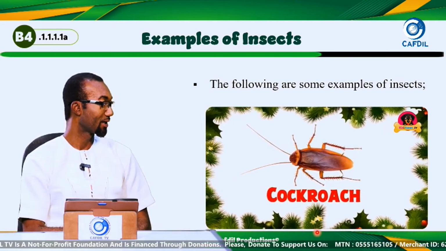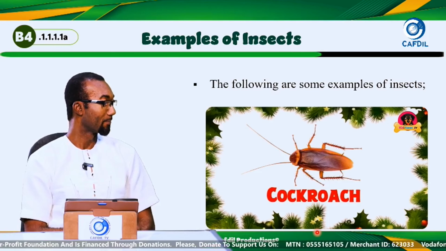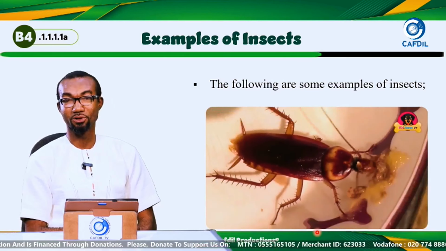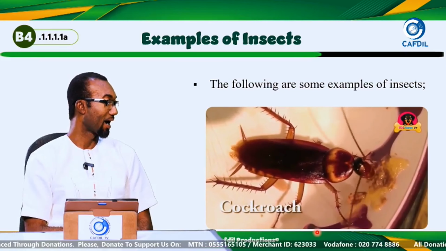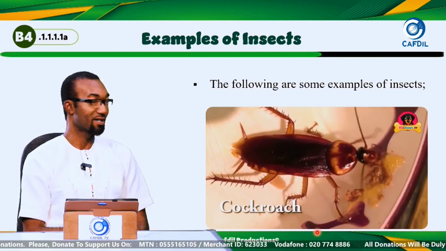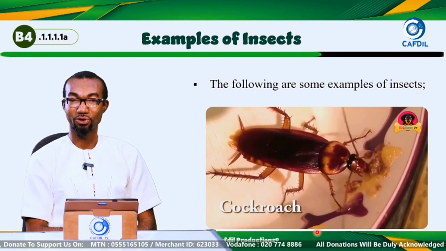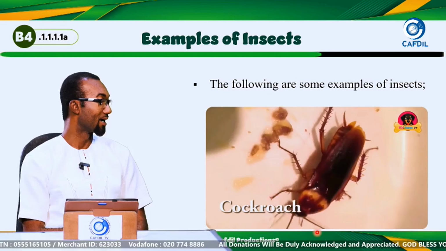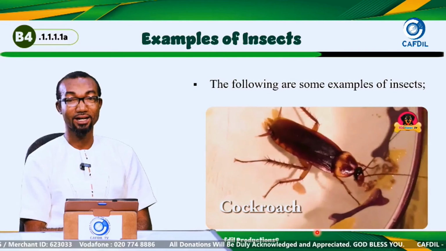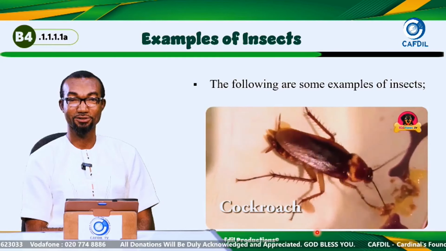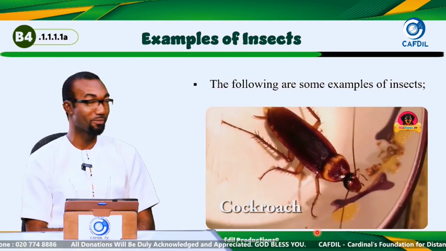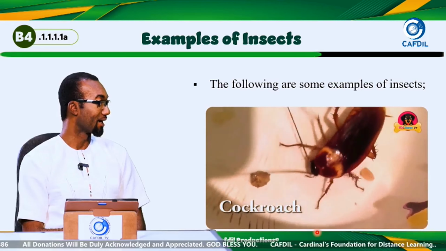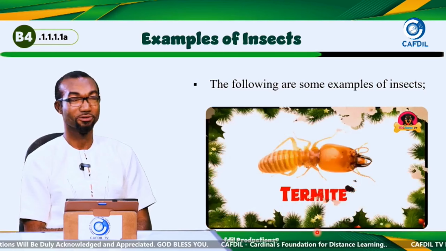We also have the cockroach here. We also don't like cockroaches because they contaminate our food. All these animals, we find them in our various homes, and all these are insects. They are very troublesome. Insects are very troublesome. When you are being worried by one of them, they are very difficult to do away with.